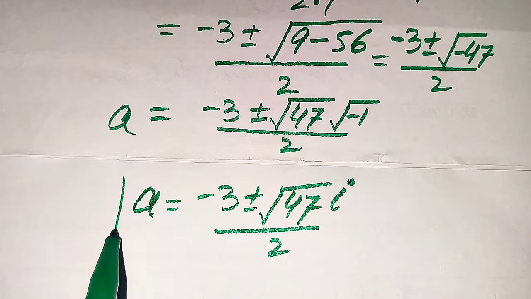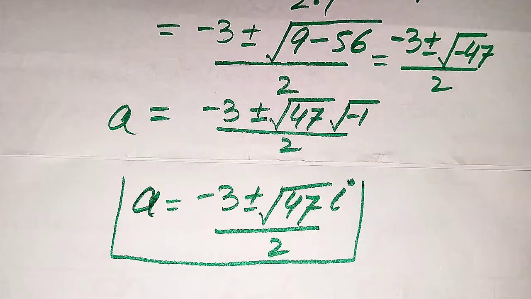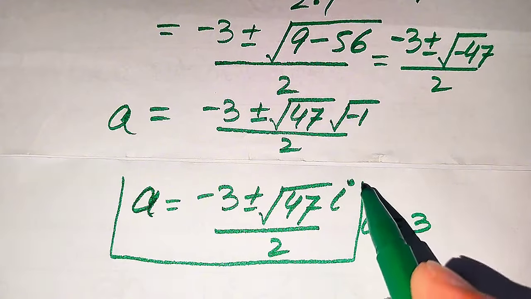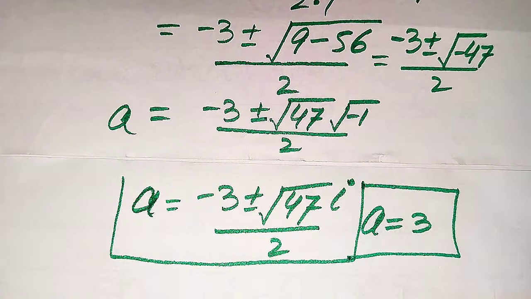So here this question has 3 roots, in which these 2 roots are complex roots, and a is equal to 3 is the one real root of the given equation.